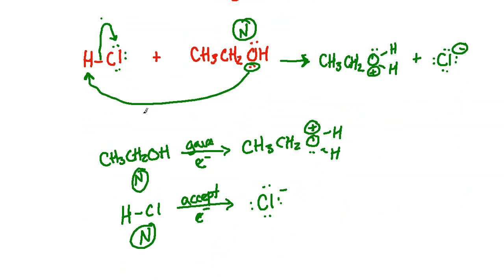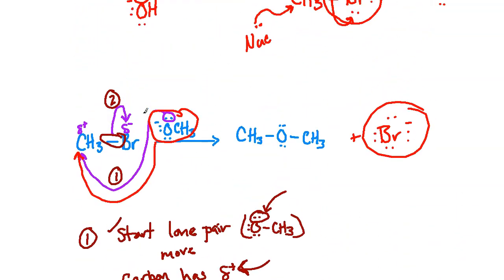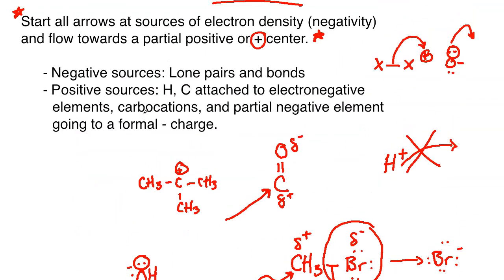So I think that's where we're going to cut it off for explanations of mechanisms. We could certainly do some practice problems in a different video, but I want to wrap this up close to 20 minutes here. Hopefully this makes sense. Again, the 2 major points I want you to take away: start all arrows at sources of electron density or negativity, specifically lone pairs and bonds, and then flow towards a partial positive center or a formal positive center like a carbocation. That's the way you want to be doing most of these mechanisms.